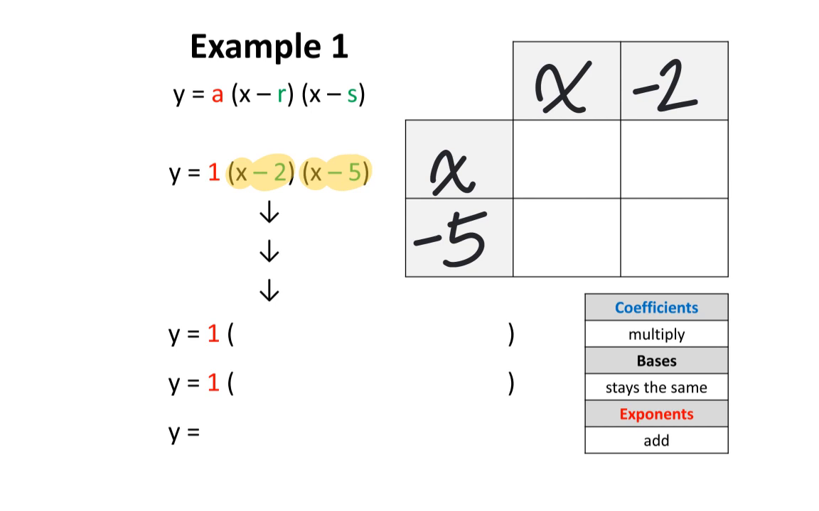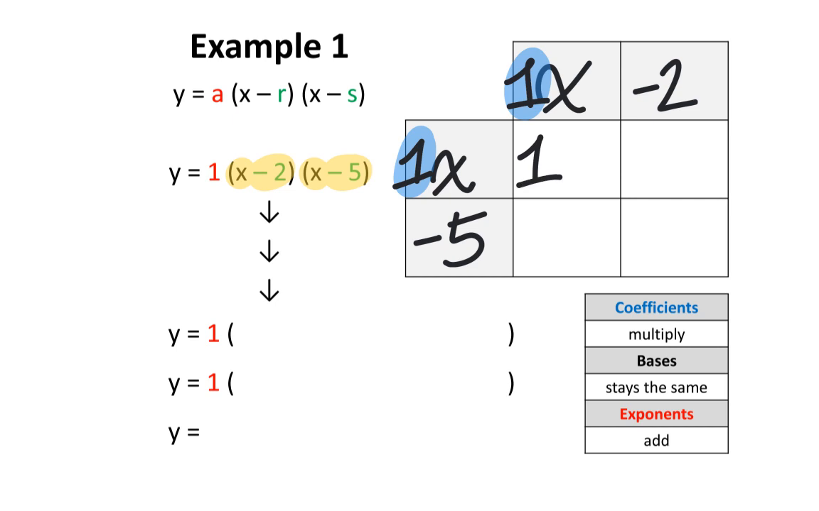I'm going to start by multiplying this term with this term and writing the answer in this empty space. Since I'm multiplying two terms, I need to use the product rule. The first step of the product rule is to look at the coefficients. There is no coefficient here, and there is no coefficient here, which just means that there's a hidden 1. We like to multiply coefficients, so 1 multiplied by 1 is going to give you 1.